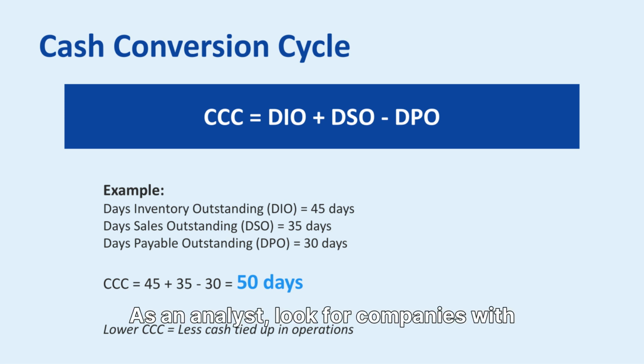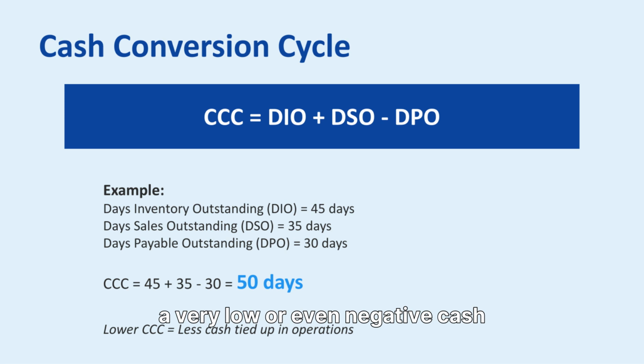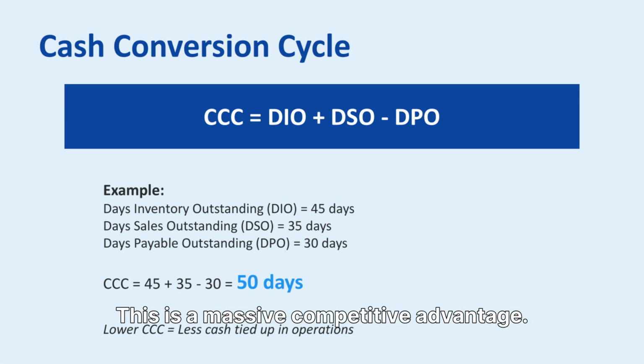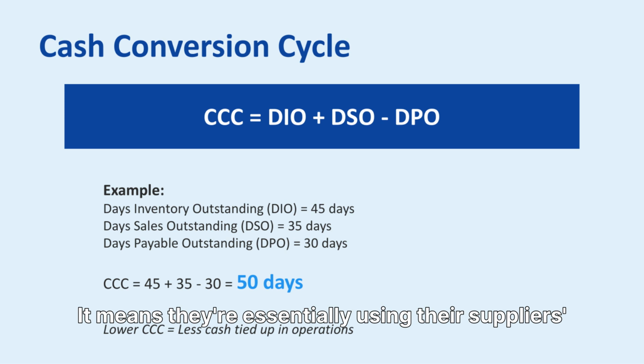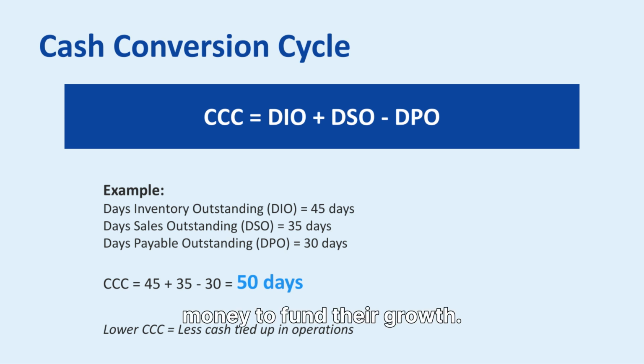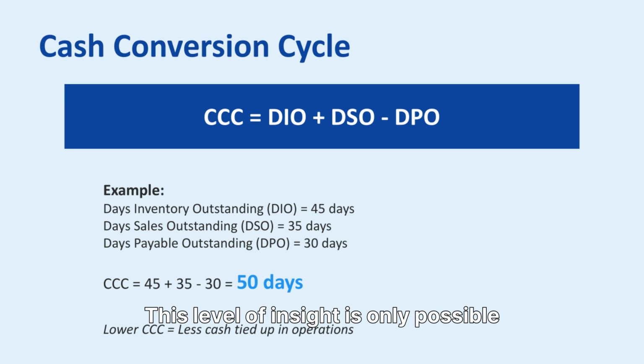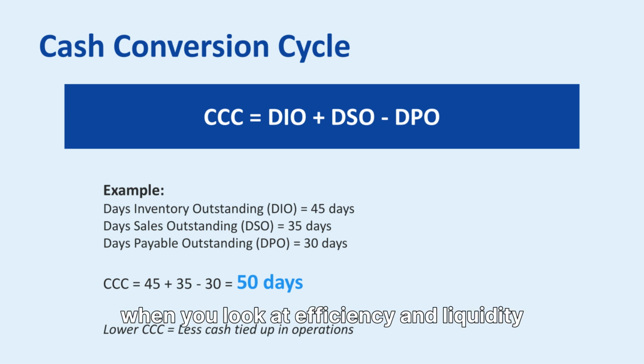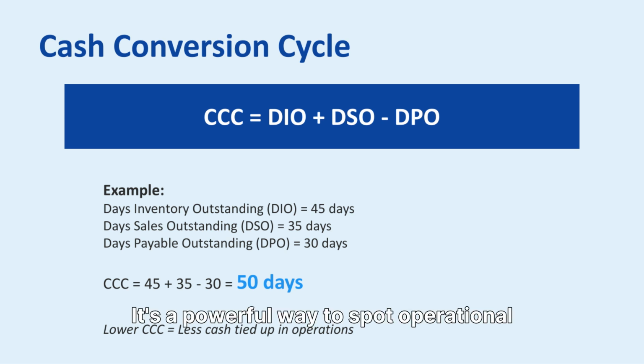As an analyst, look for companies with a very low or even negative cash conversion cycle. This is a massive competitive advantage. It means they're essentially using their suppliers' money to fund their growth. This level of insight is only possible when you look at efficiency and liquidity together. It's a powerful way to spot operational excellence.